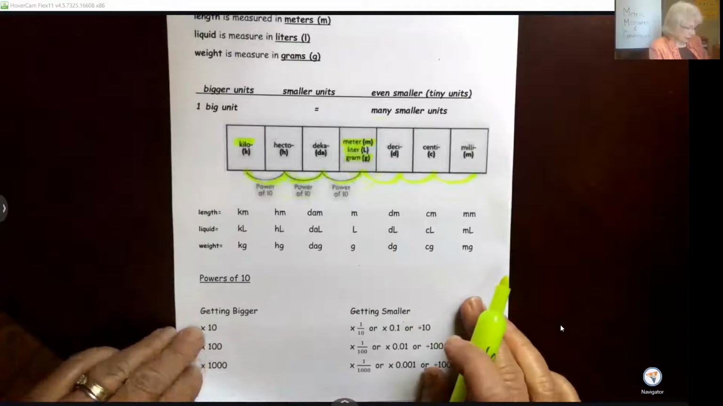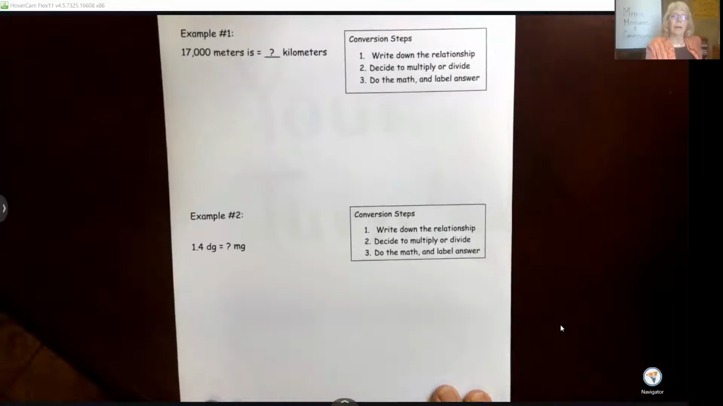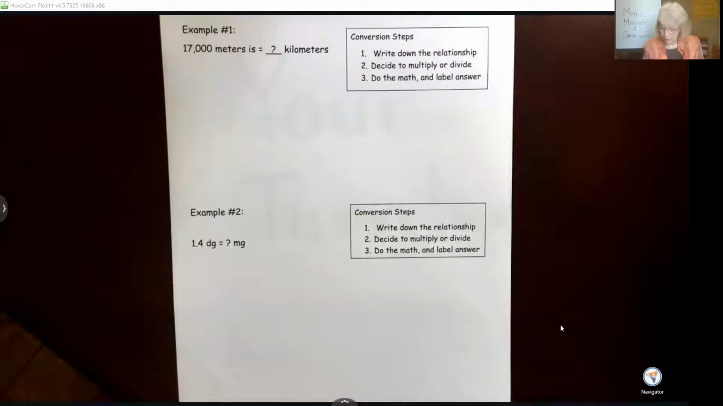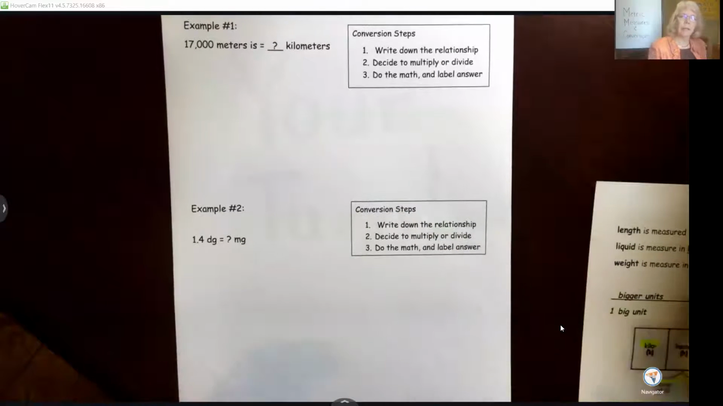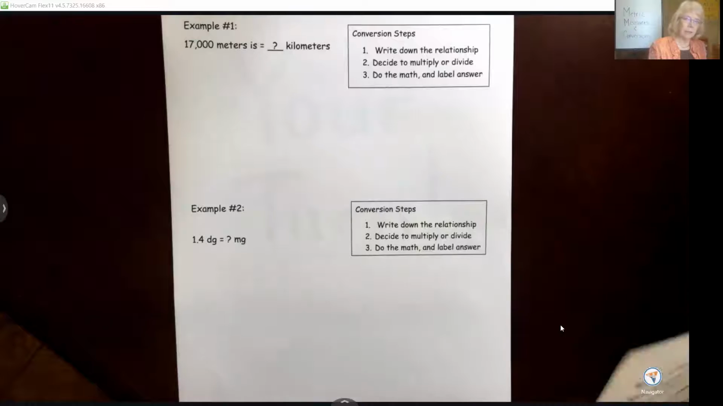So let's look at some practice problems here. So here's our first one. We have 17,000 meters is equal to how many kilometers? So just like all our other conversions, the way I teach this is to first write down the relationship or look it up, decide to multiply or divide, and then do the math.